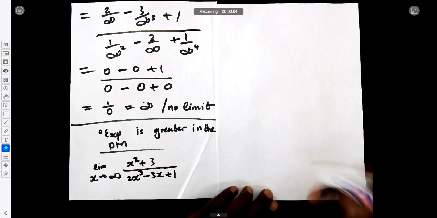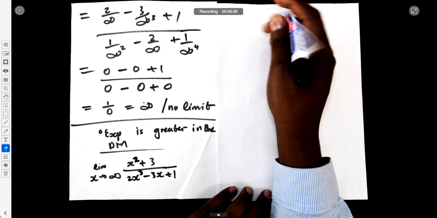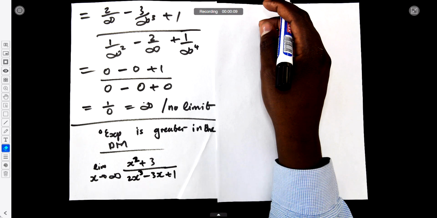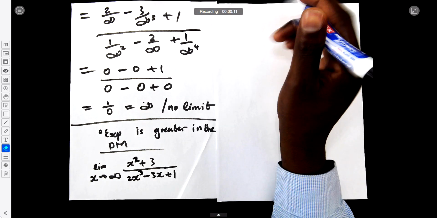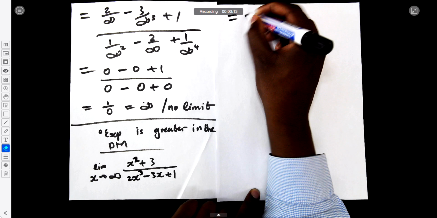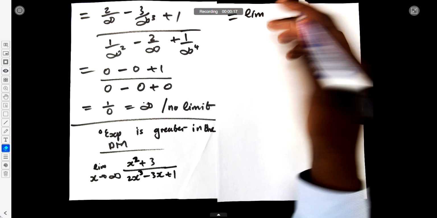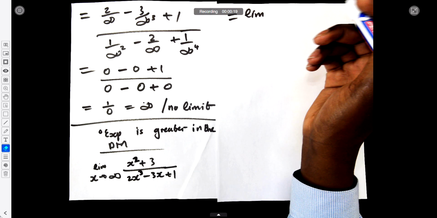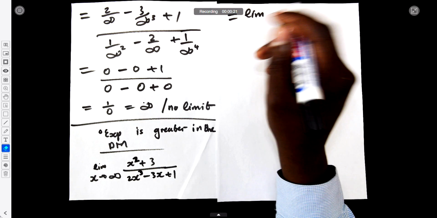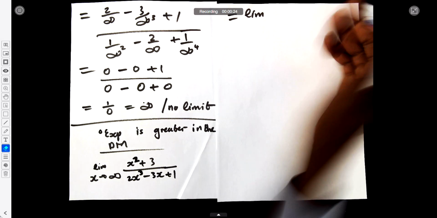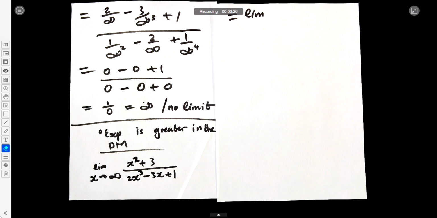Let's finalize it. So we have the limit of the function x squared plus 3 when x approaches infinity. So we need to find the limit of the function. First of all, we saw the highest degree of power. Even if you can try other methods of factorization, if it could work, then try that. But if it doesn't work, then use the other factorization method of taking out the common factor.